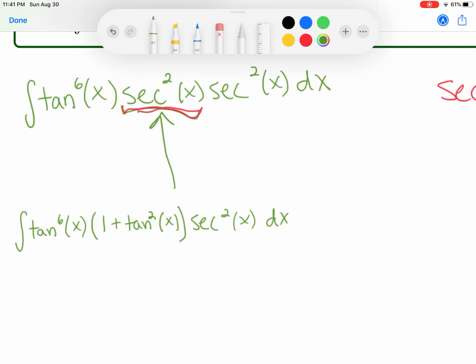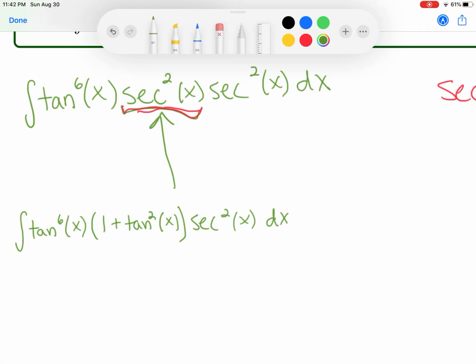And we still have our dx. Okay, might look like I'm not getting anywhere, but I promise I am. Now it's time for u sub. So we've broken apart our powers. We've targeted a specific trig function to do, right? We targeted it. We broke up the powers. Now it's time for u sub.